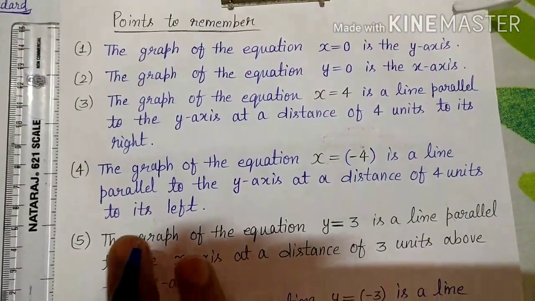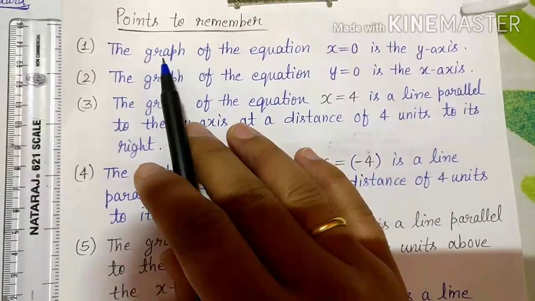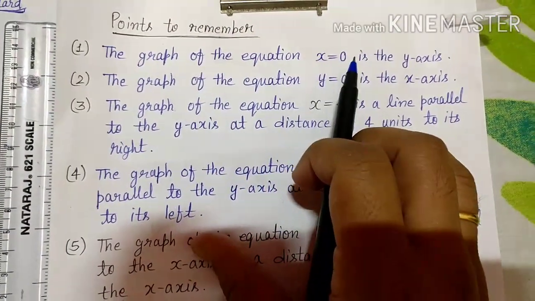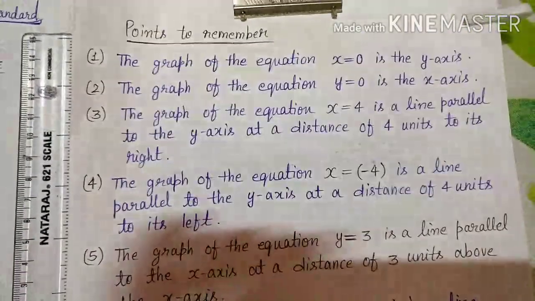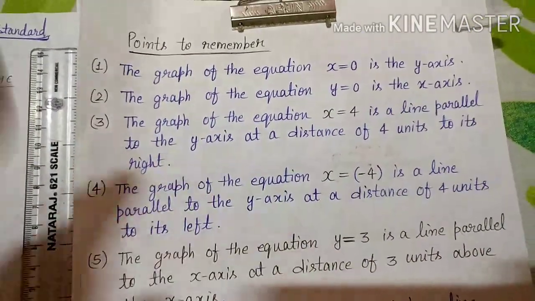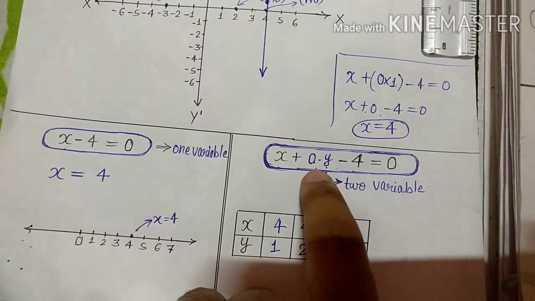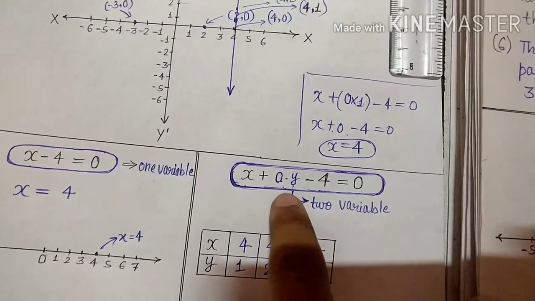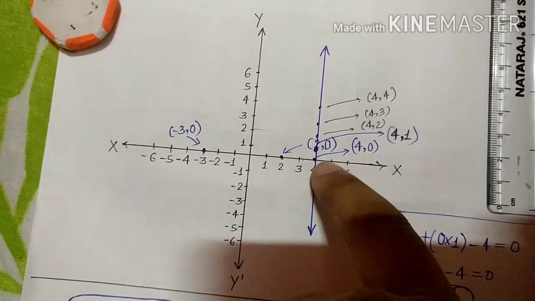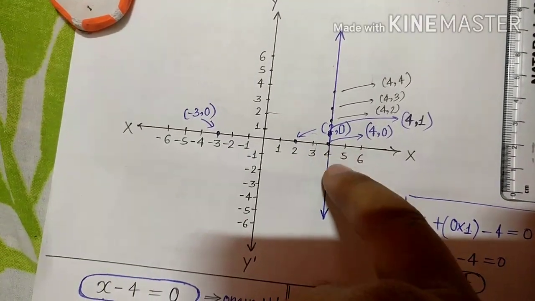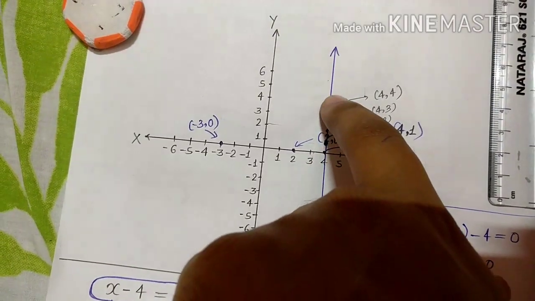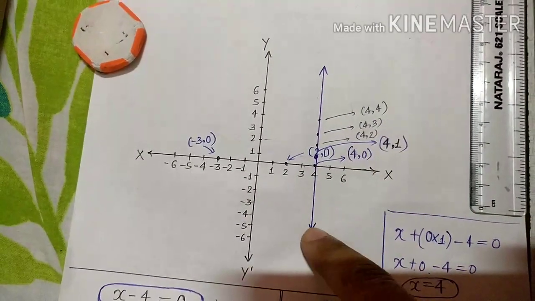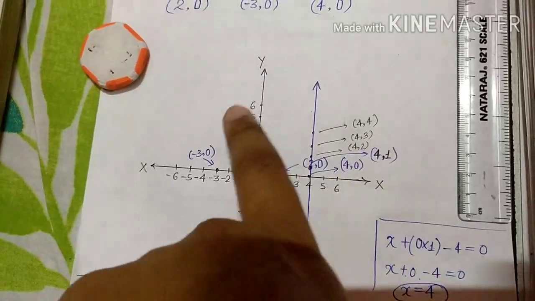So after solving that example, we can conclude that the graph of the equation x equal to 0 is the y-axis, and the graph of the equation y equal to 0 is the x-axis, as we have seen there, when the value of y is 0. Here the value of y is 0. So in this case the point of x remains the same, 4 only. What happened is the y value only comes upside. Okay, and in this way we get a line which is parallel to the y-axis.